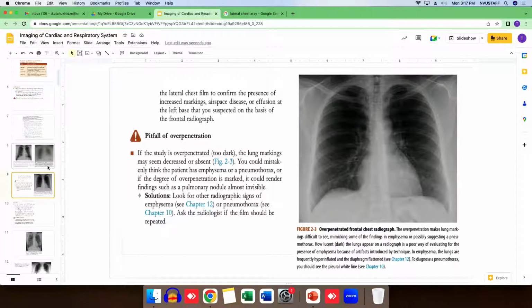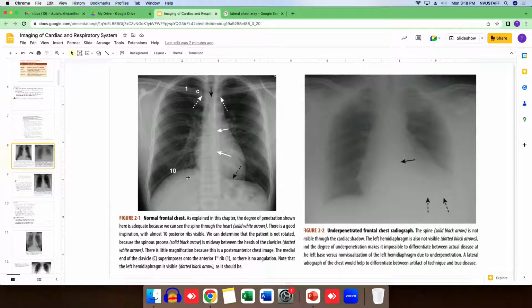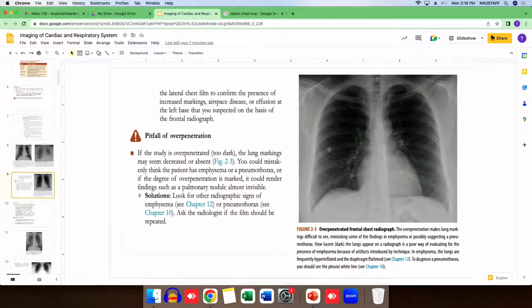So the solution for that is asking the radiologist and the doctor about symptoms of emphysema and pneumothorax, because in this case with the lateral films we won't be able to understand if the patient has this kind of disease. On this picture, as you see here, we have a lot of blackish appearance, right? Meaning that lung markings are not well seen, and this picture means it's over penetrated. This is the normal picture and you can see how it should look. This is under penetrated and this picture is over penetrated.